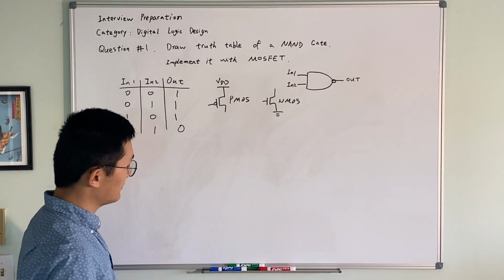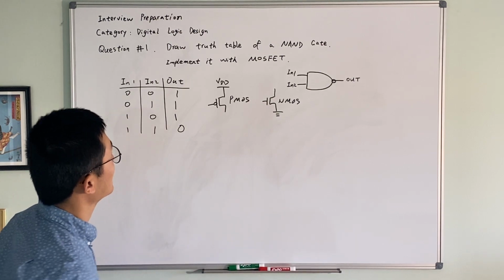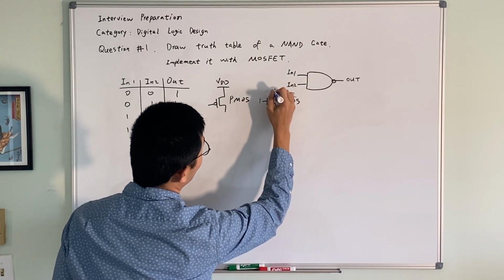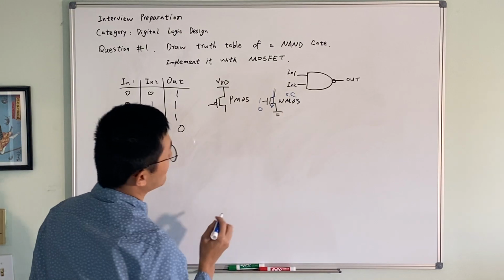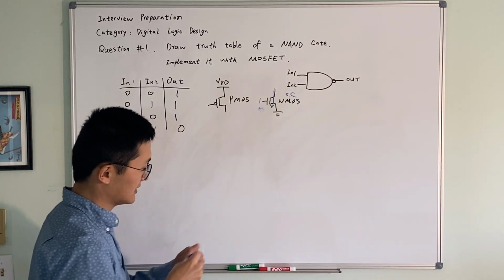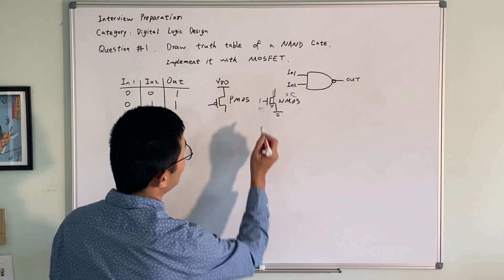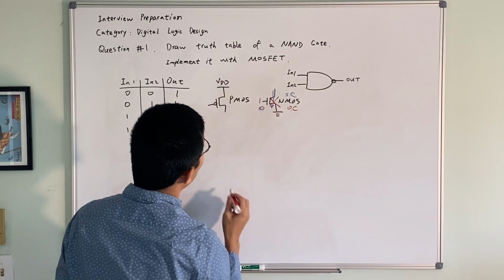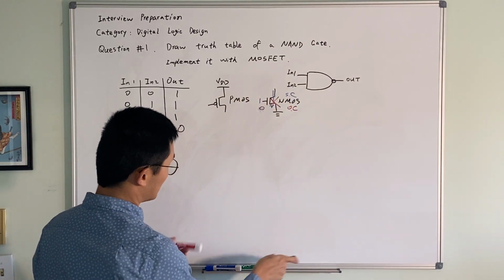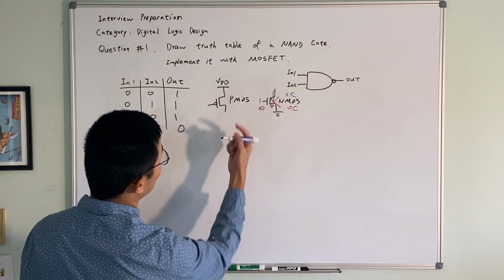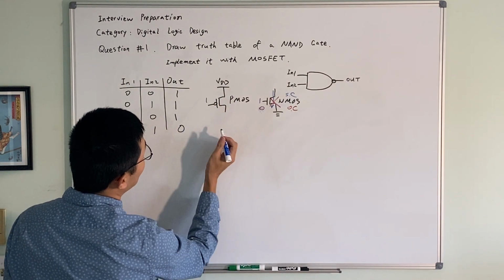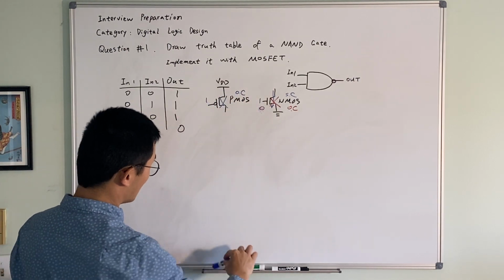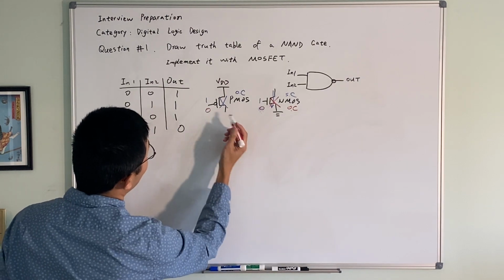So if the gate logic is a 1, then the NMOS is a short circuit, so it conducts the current. If it's a 0, then, I'm going to draw in red, if it's a 0 at the input of the NMOS, then it's an open circuit. And similarly, it works in the opposite way for the PMOS. If we got a 1 here, then this is an open circuit. But if we got a 0 here, this is a closed circuit.